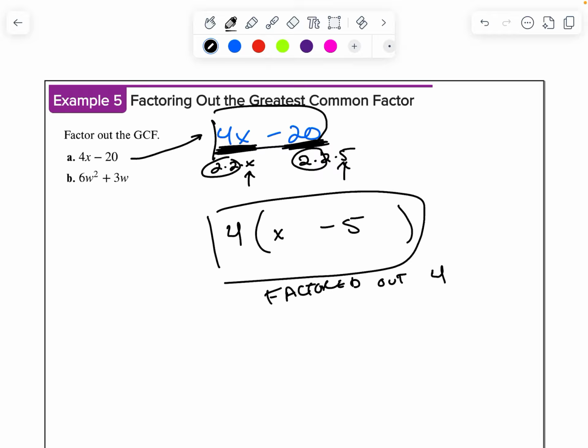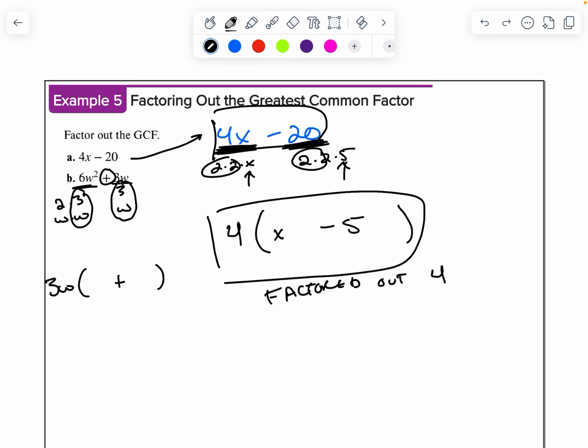We'll do that whole process one more time. 6w squared, with our factor tree, breaks into 2, 3, w, w. 3w just breaks into 3 and w. What do they have in common? Looks like they have a 3 and a w in common. If I take the 3w out and write it down, remember to maintain the fidelity of the sign. That's a plus there, because I'm taking out a positive 3w, so I'm not going to change that sign.